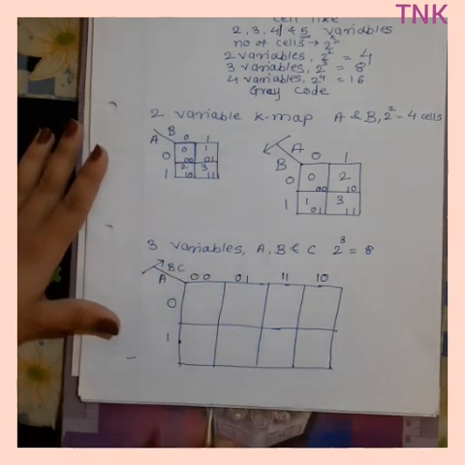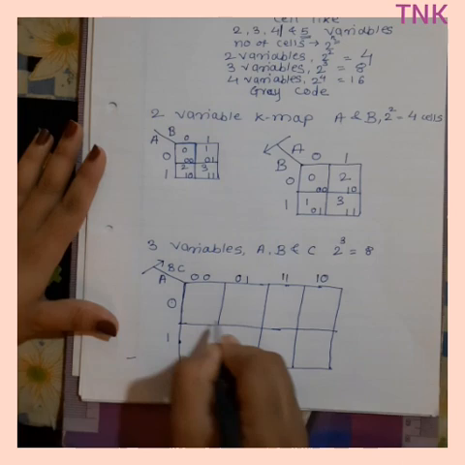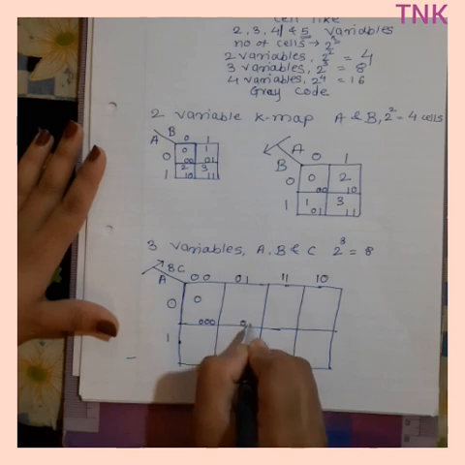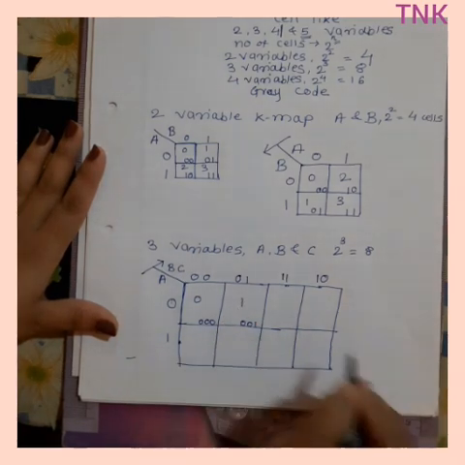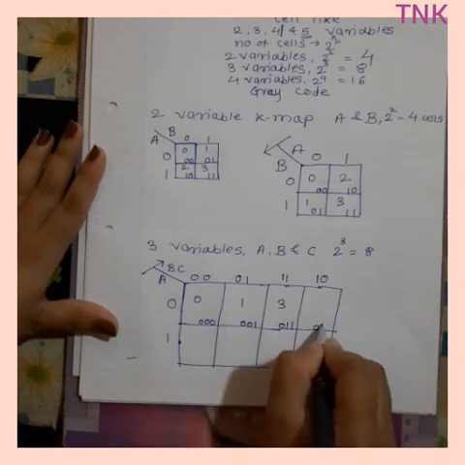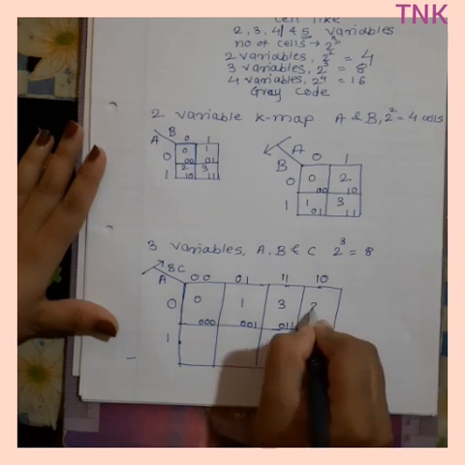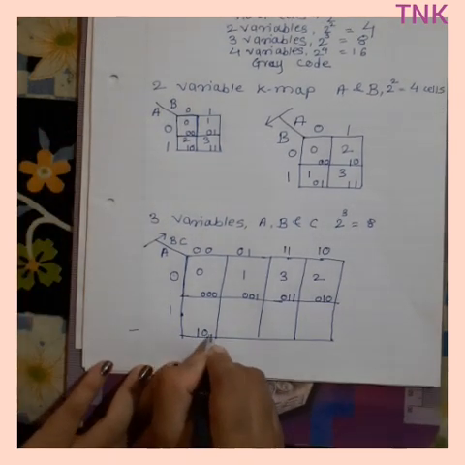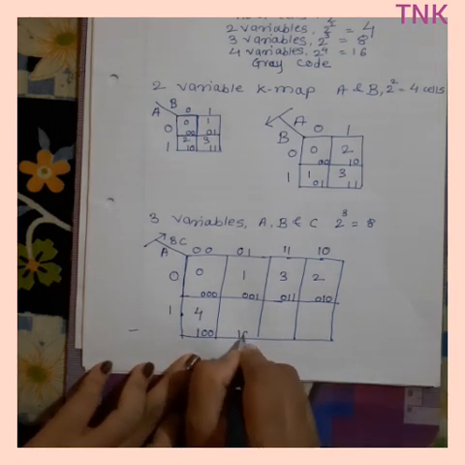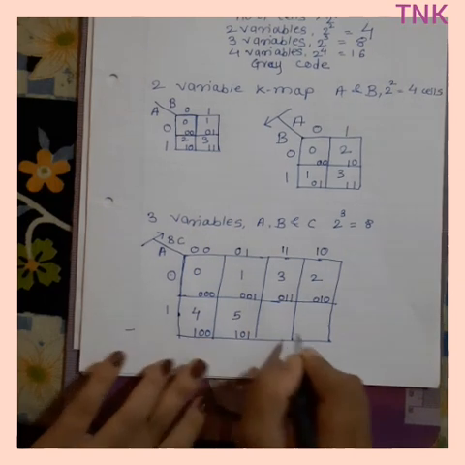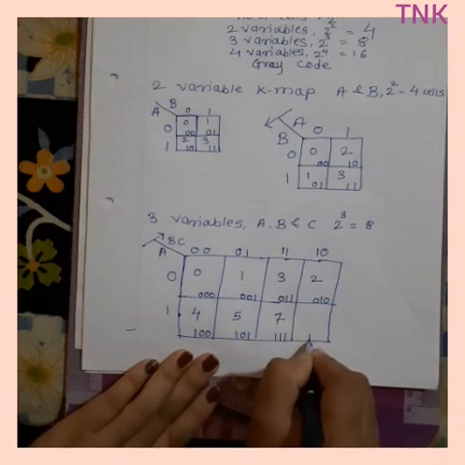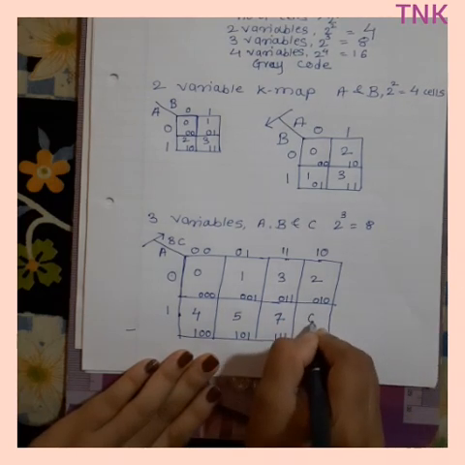Read the equation in this direction. So the value of this cell A0, B0, C0 is 0. A0, B0, C1 is 1. A0, B1, C1 is 3. A0, B1, C0 is 2. A1, B0, C0 is 4. A1, B0, C1 is 5. A1, B1, C1 is 7. A1, B1, C0 is 6.